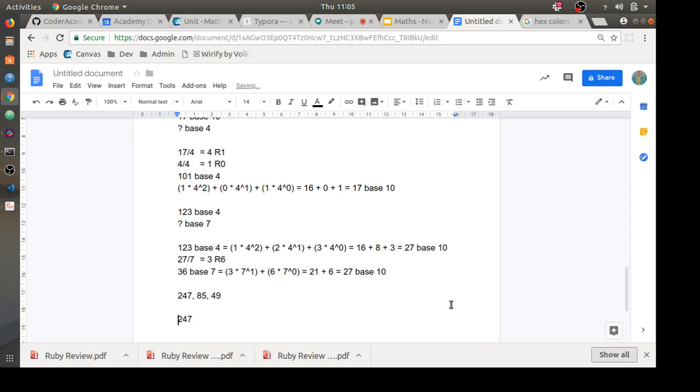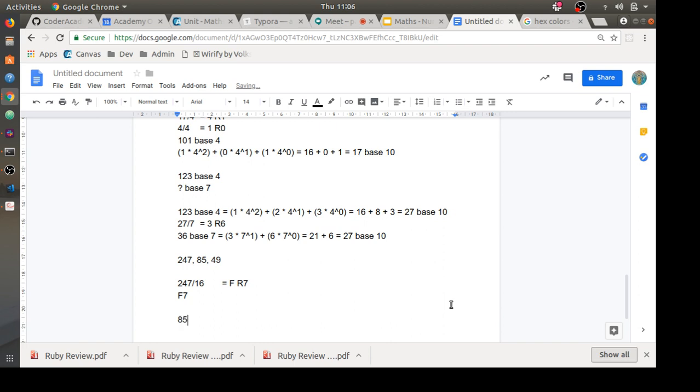247 divided by 16. What is that? Somebody tell me with a calculator. Is it 15 with some kind of remainder? So that's F, right? So the remainder is 7. So then what is this number in base 16? It's F7, yeah? 15 times 16 plus 7. Yep.